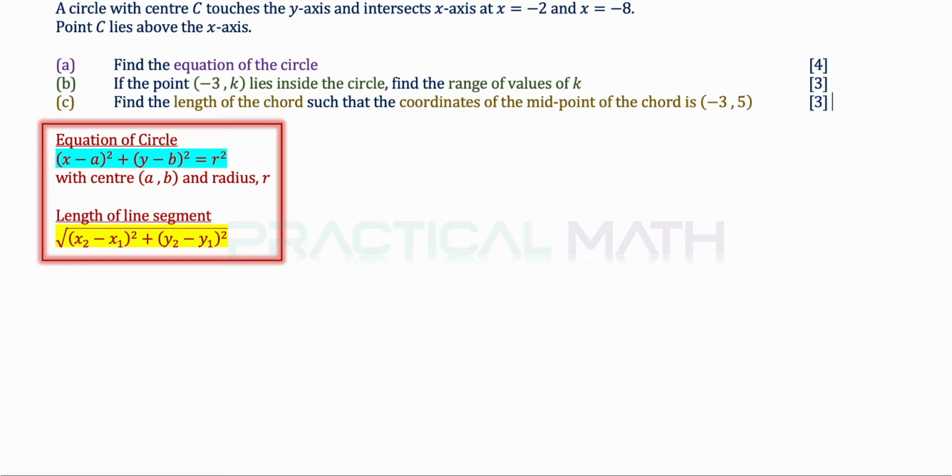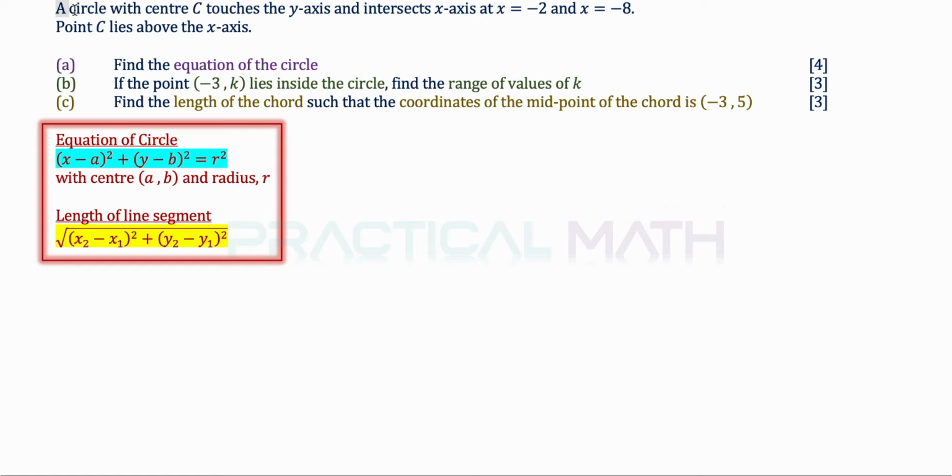The next formula we'll be using very frequently is the length of the line segment joining points A and B. If A has coordinates (x1, y1) and B has coordinates (x2, y2), the length between these two points can be found by the square root of (x2 minus x1) squared plus (y2 minus y1) squared.